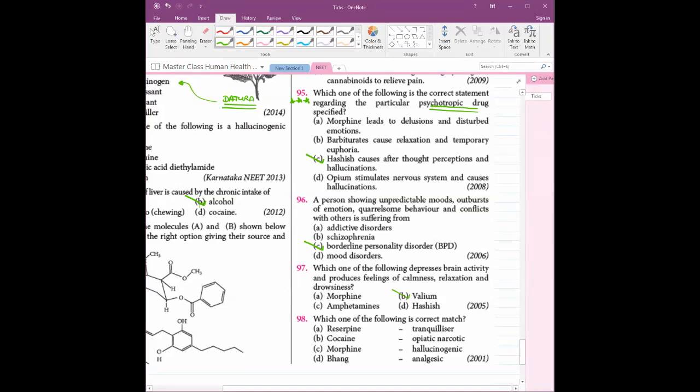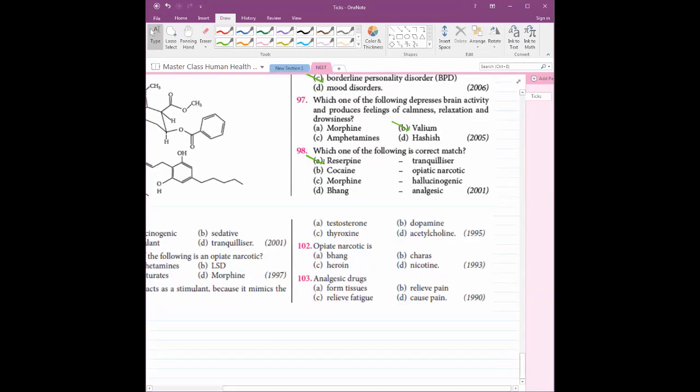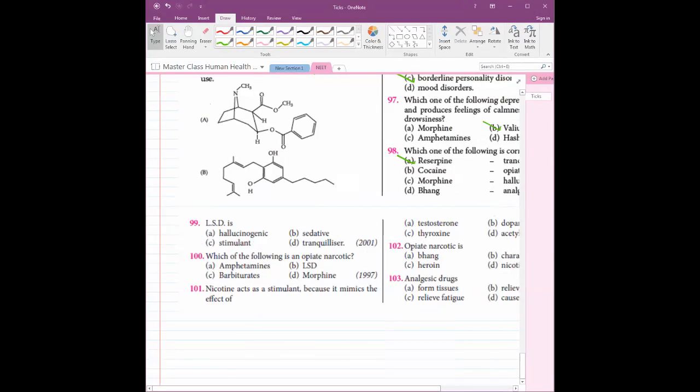So anyways, next thing. Which one of the following is a correct match? Now once again, guys. Yes, it is reserpine. Reserpine is actually a tranquilizer. LSD, guys, quickly: LSD is a very simple, straightforward hallucinogen. Which of the following is an opiate? Opium. It is going to be opium, guys, opium.